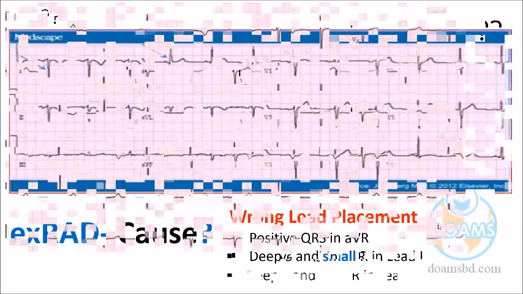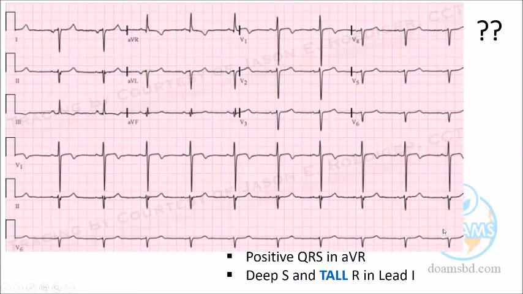Others also. Okay. Now come to this. What will be the diagnosis here now? The similar ECG. You see the P is down, as deep, AVR is high, tall. So it seems to be wrong lead placement. But is it wrong lead placement or dextrocardia?